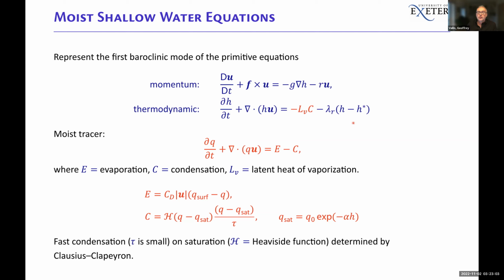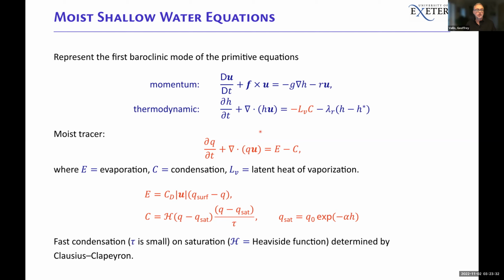And this term on the far right-hand side of the second equation will be some kind of a radiative relaxation of the height equation to some specified height. So that would just be our radiative forcing. But then I'm going to add these terms in red. So here, this L times C is a condensational heating.